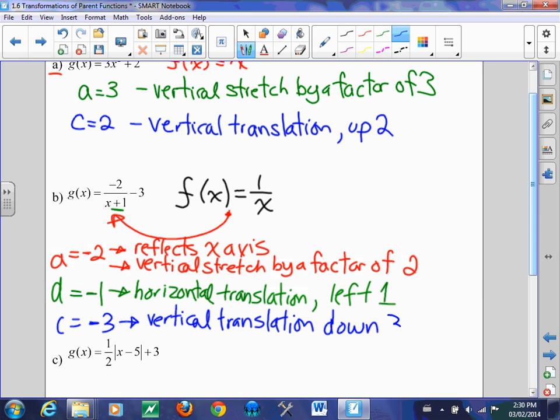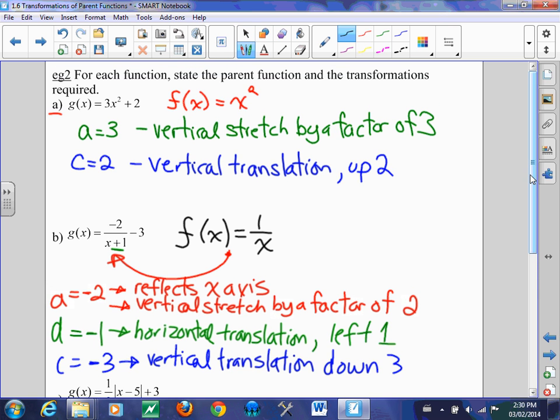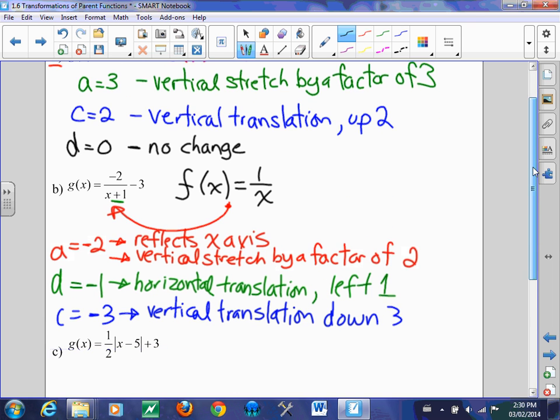I just want to point out, ladies and gentlemen, if I could just back up for a second, I forgot to mention this. In example A, notice that D equals 0. So what does that mean? That means that there's no horizontal shift left or right. You don't need to spot it. You don't need to tell me it. If you want to just write that down, that's fine. You could just write down no change, just so that you know. But it's not required because it's not a transformation because nothing's happening in that translation.